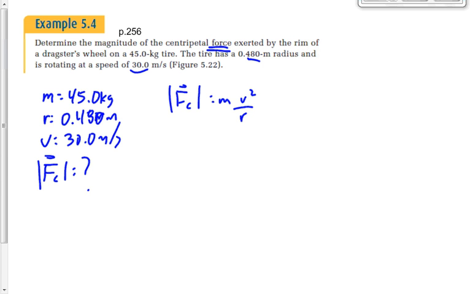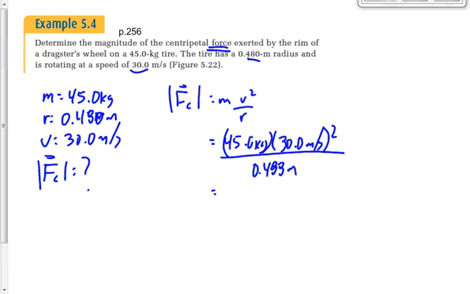So let's do our thing here. Mass is 45.0 kilograms. The speed is 30.0 meters per second. Square that, and the radius is 0.480 meters, not 0.488. For this one, we get a force of 84,375, or we're going to round that to 3 digits. It's going to be 8.44 times 10 to the 4. And what would the units be for that?